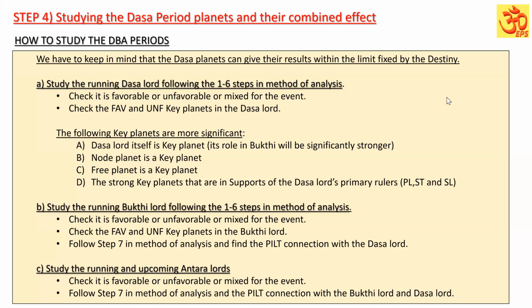Studying the Dasa period planets and their combined effect. First, let us study how to study the Dasa Bugdi Antra period planets. We have to keep it in mind that the Dasa Bugdi Antra period planets' effect will be based on the limit fixed by the destiny. It means the Dasa planets can give their results within the limit fixed by the destiny. So we have to keep it in mind.